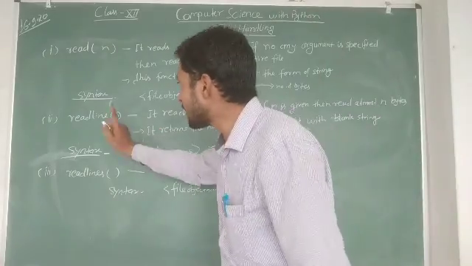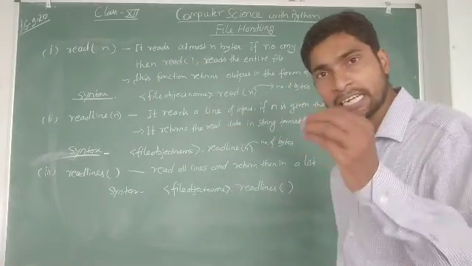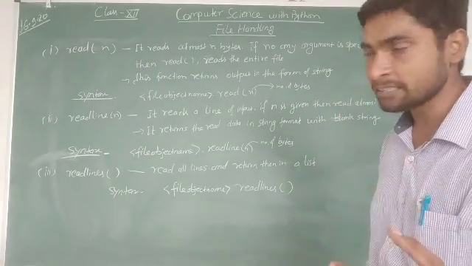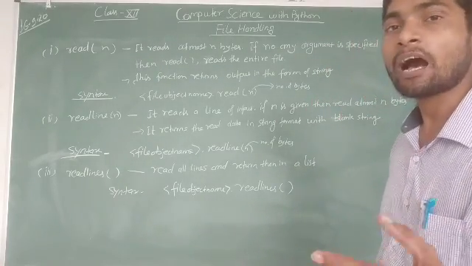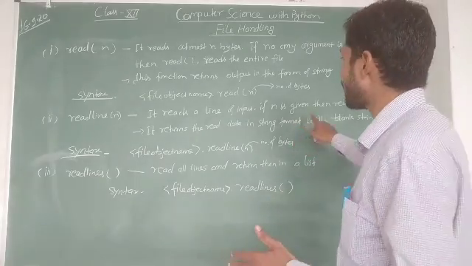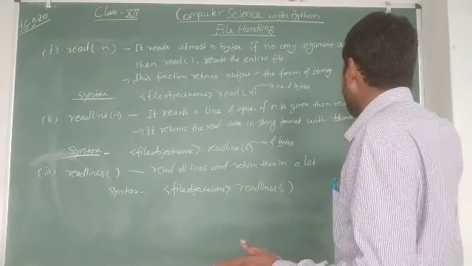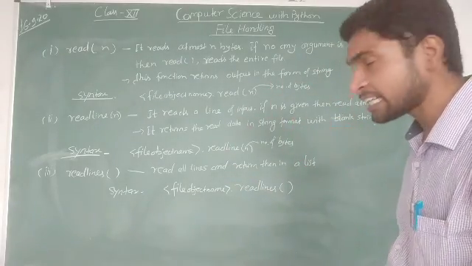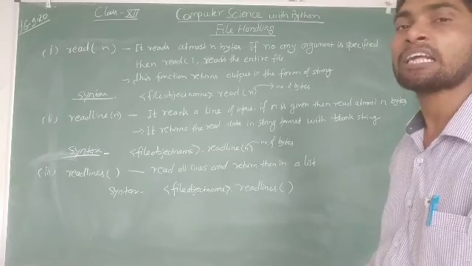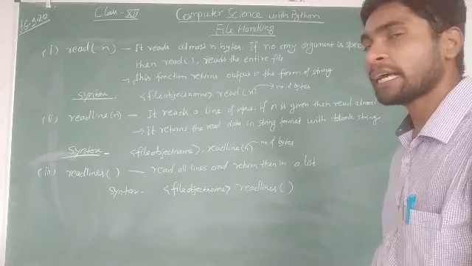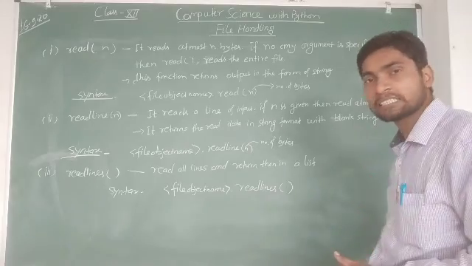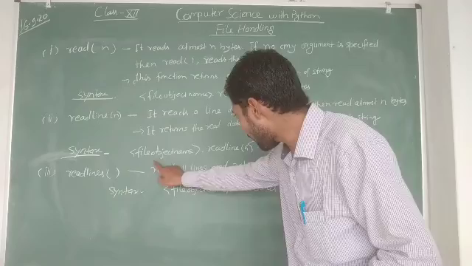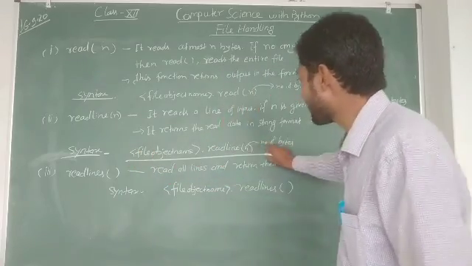Now next, the readline function. The readline function reads the data from the file line by line and returns the output in the form of a string, with a blank string at the end of the line. The end of the line may be a blank space, new line, return, etc. The syntax to write this function is file object name, dot, readline.